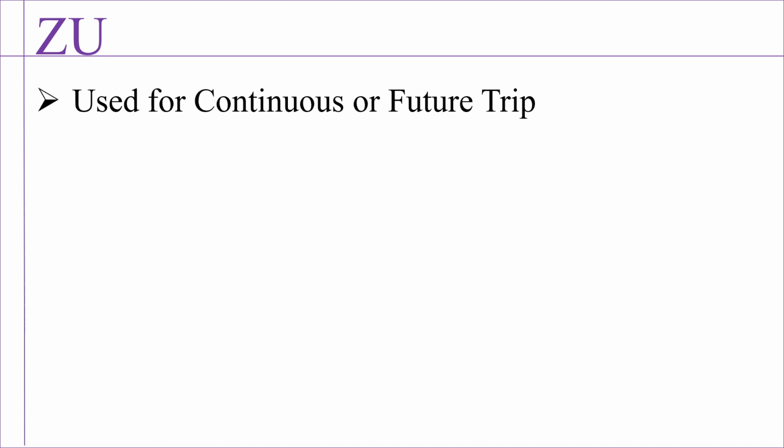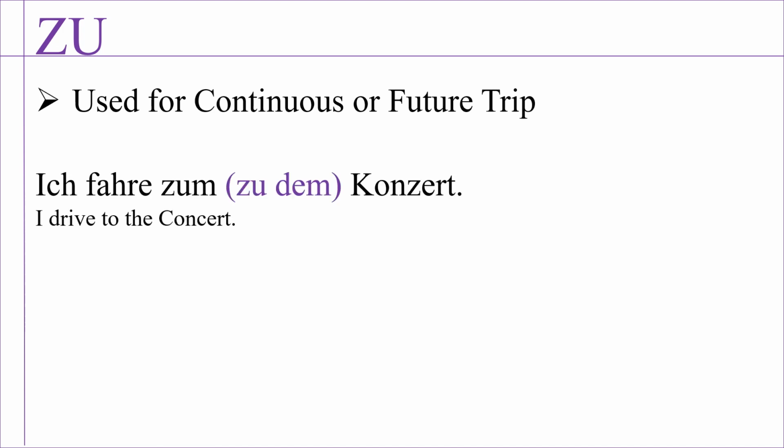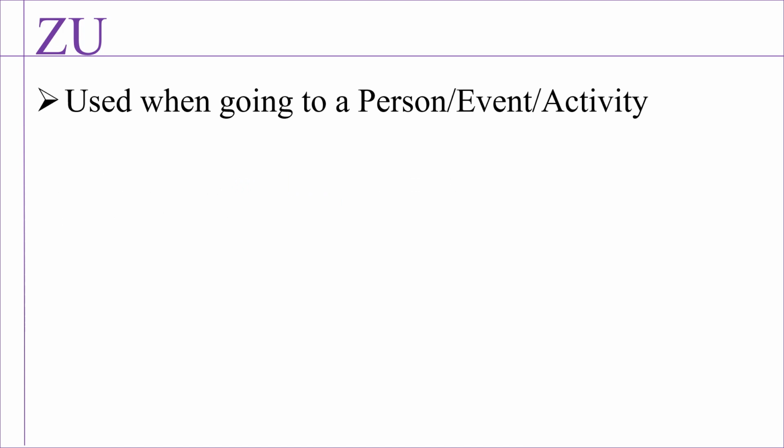Zu is used for continuous or trips in the future. For example, ich fahre zum Konzert. Zum is the contraction form of zu dem. It is also used when going to a person, event, or an activity.